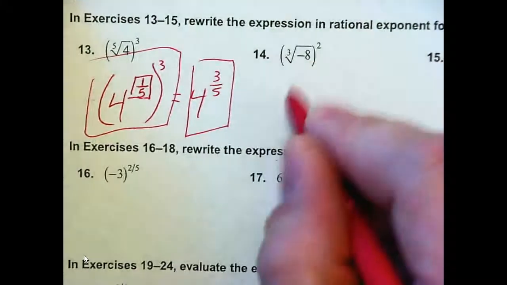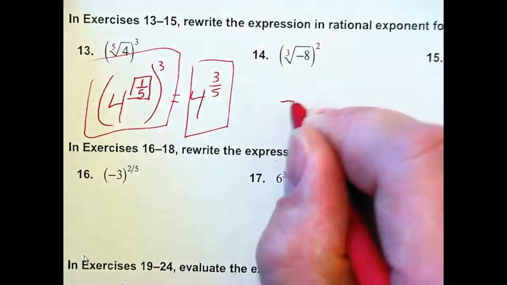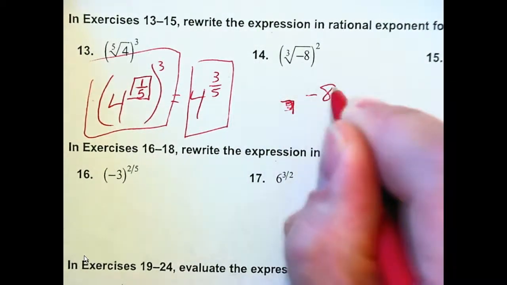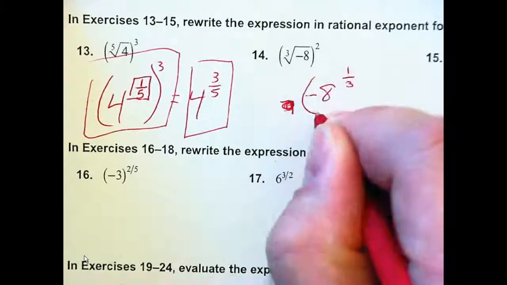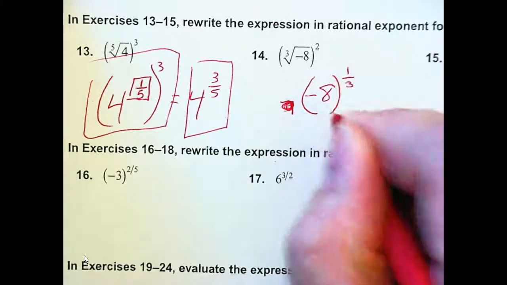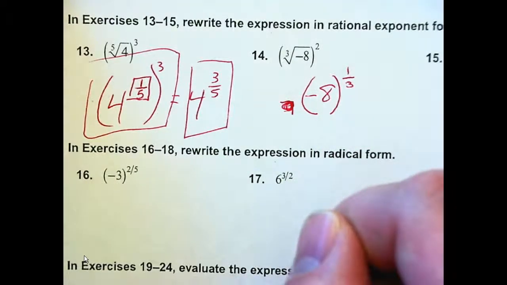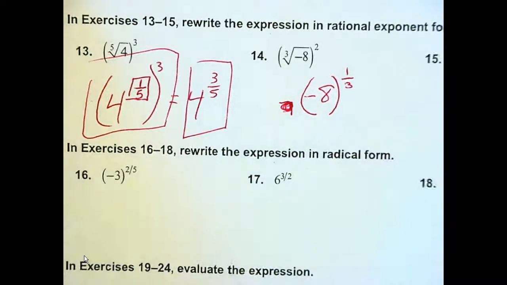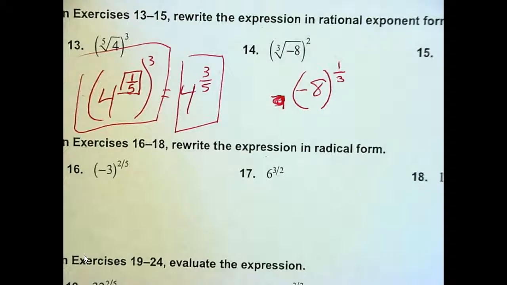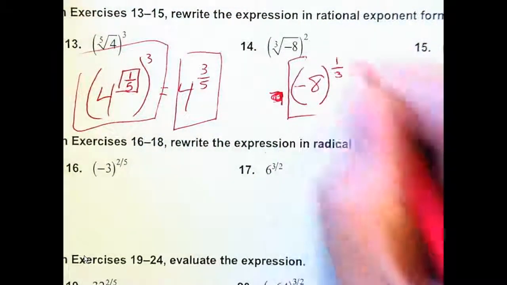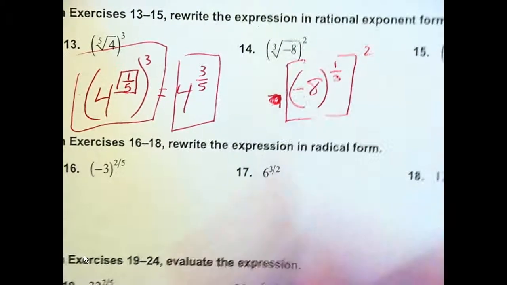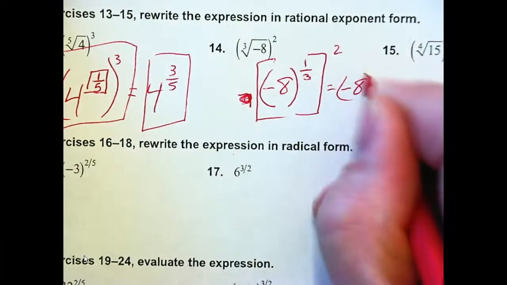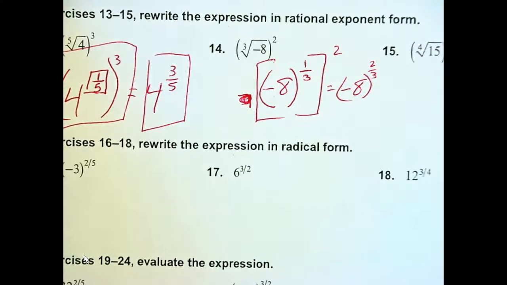Okay? So this one right here would be, whoops. Okay, now notice when I put -8 there, and I go to the 1/3, and then square that. Remember, I've got to put the negative in parentheses if it's a negative base. You're going to write it like that. You have to put that in parentheses. If you just want to write it like this, that's fine as well.